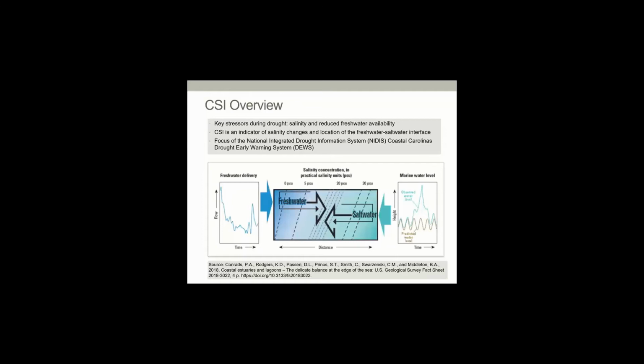Salinity and reduced freshwater availability is a key stressor during drought. And the concept was the focus of the National Integrated Drought Information System, Coastal Carolinas Drought Early Warning System. This group asked, can a unique index be developed to characterize coastal drought? To address these issues, the USGS created the Coastal Salinity Index through the quantitative analysis of long-term salinity records.